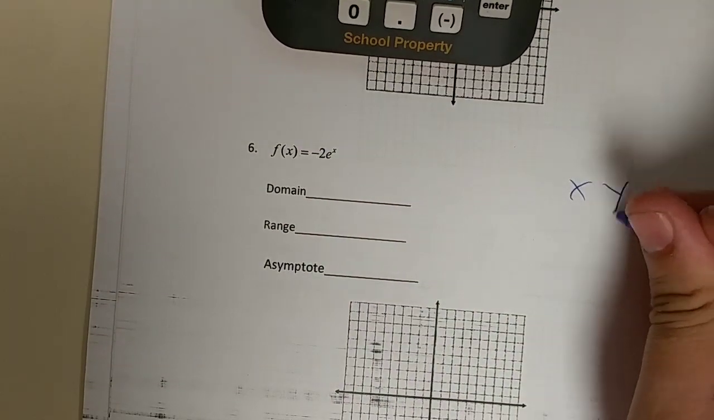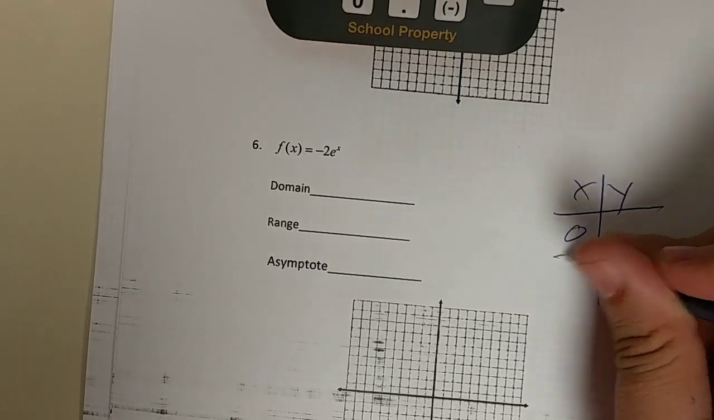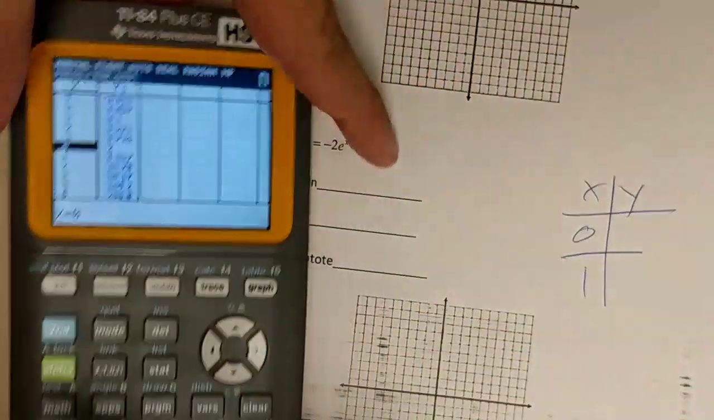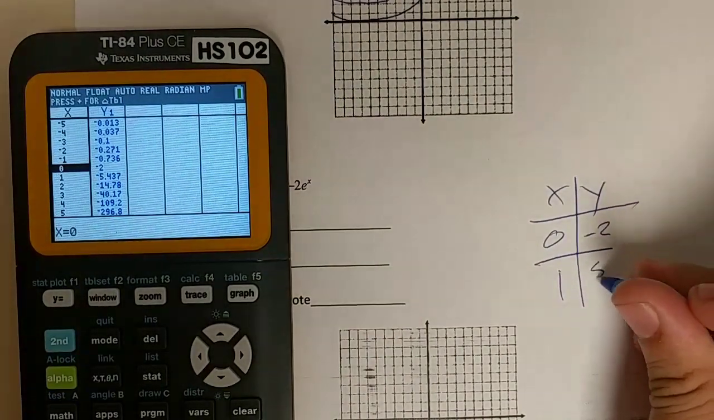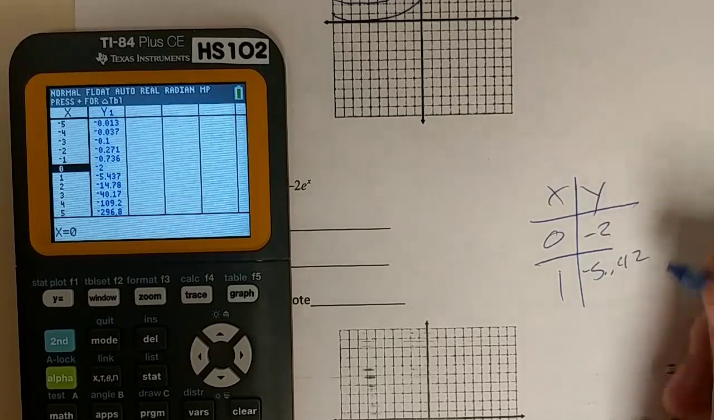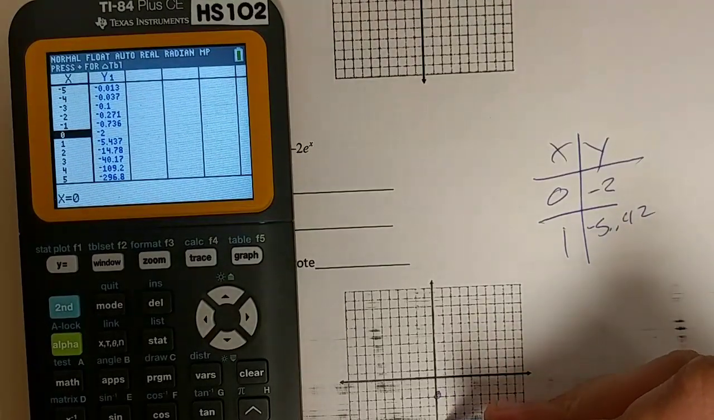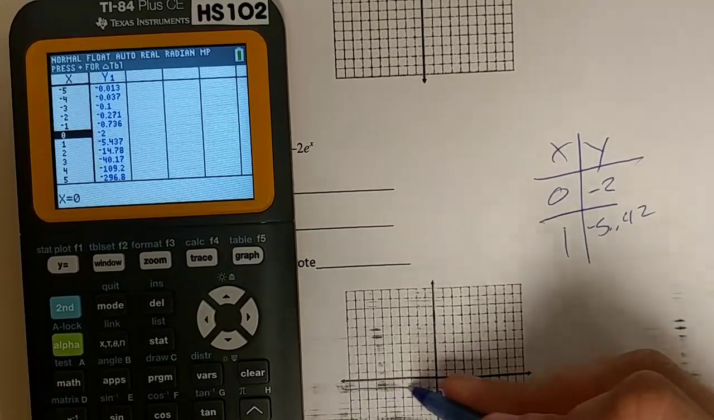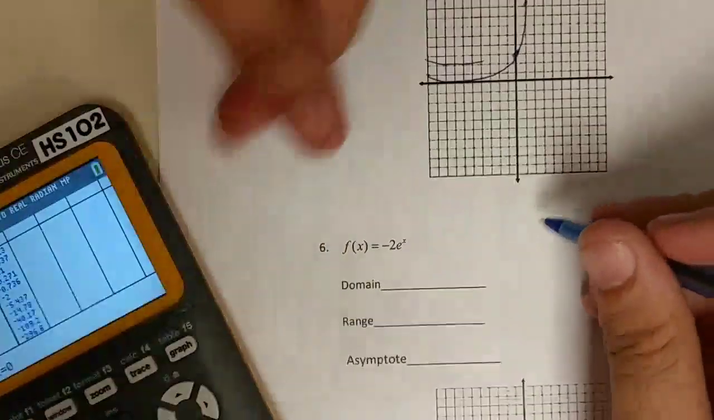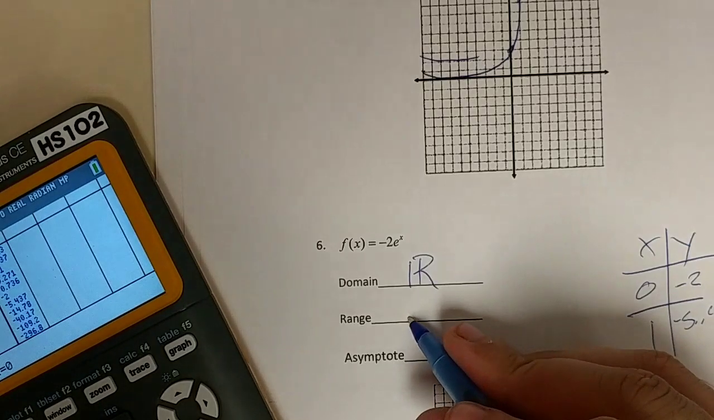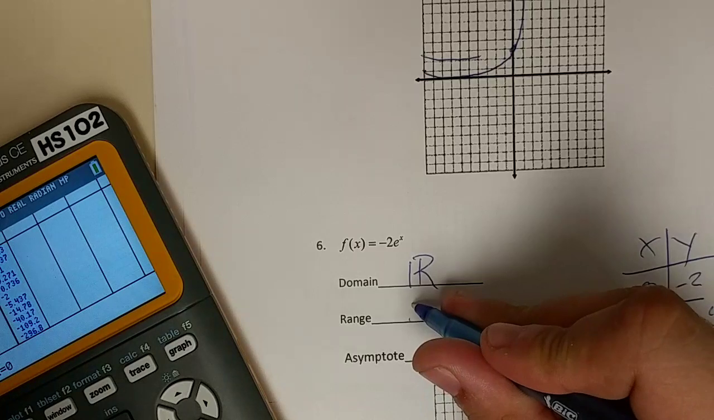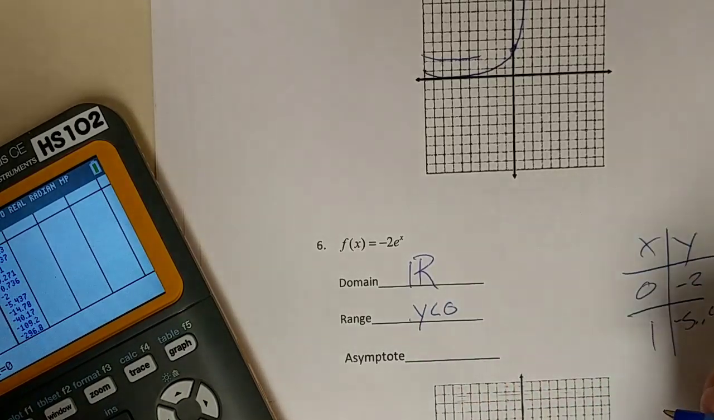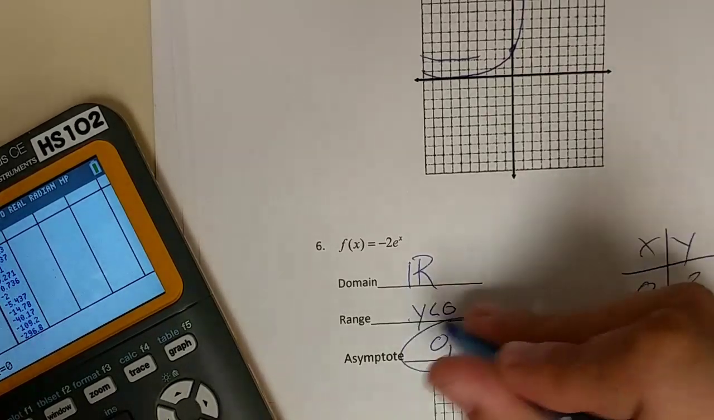So x, y. That happens to again be at 0 and 1. Not happens. I think I purposely did that to make it easier. So at 0, it's negative 2. And at 1, it's negative 5.43. 0, negative 2, 1, negative 5.43. A little past 5. Make the curve like that. Your domain, all reals. Your range is going to be, there's no k, so it's going to be y is less than 0. Your asymptote is going to be 0, negative 2. Okay.